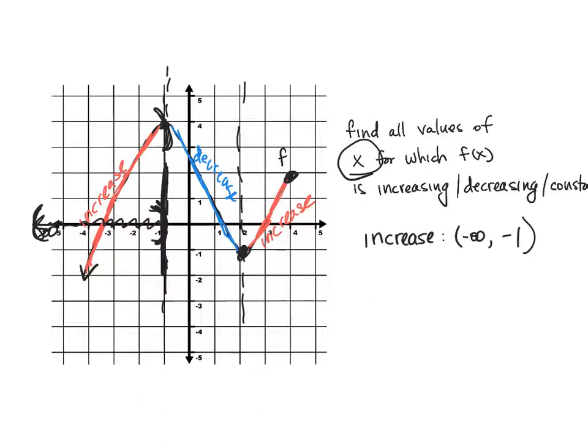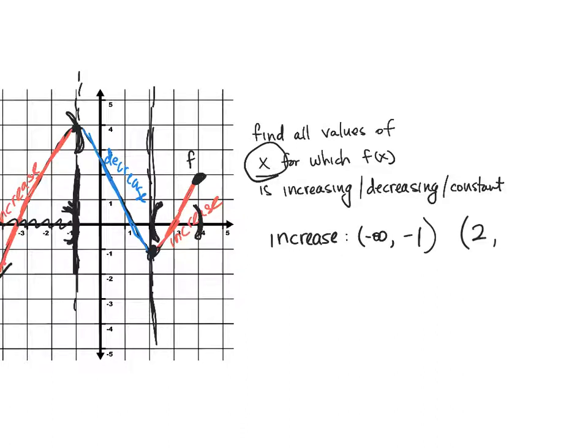And then it starts to increase again right here on that portion of the graph. And so it switches at this boundary line, which is x equals 2. And this is not an arrow, it's a terminating point. So it stops when x equals 4. So it's increasing between the x values of 2 and 4. So the intervals of increase are from negative infinity to x equals -1, and then again from x equals 2 to x equals 4. Those are the intervals of increase.